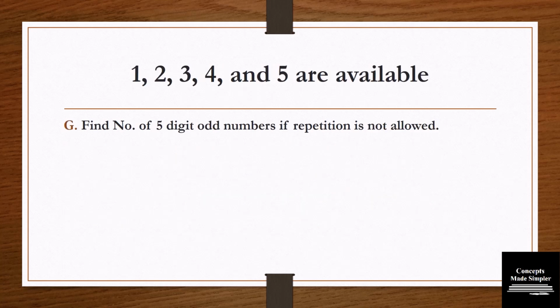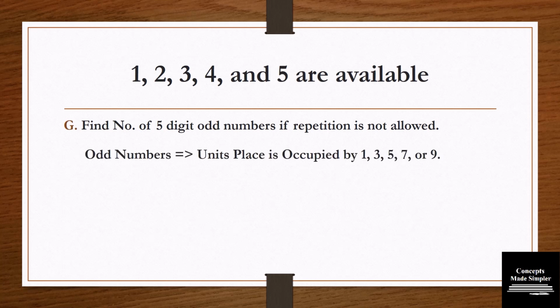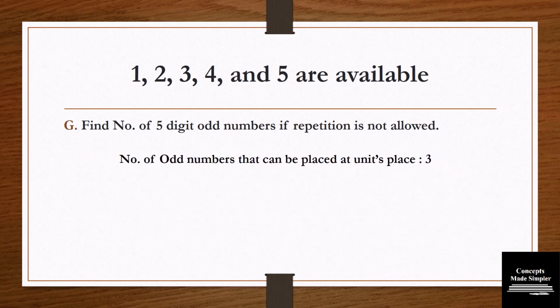The question is, find the number of 5-digit odd numbers if repetition is not allowed. Whenever you need to form an odd number, the units place can be occupied by either 1, 3, 5, 7 or 9. But in this case, we have a restricted condition that we can use only the digits 1, 2, 3, 4, 5. So out of them, only 3 digits can be used in the units place.